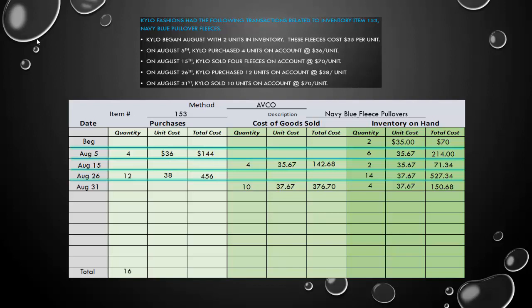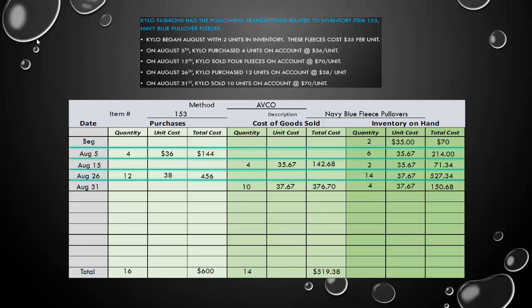To figure out our totals, again, sum up the quantity column. We purchased 16 pullovers during the period. The total cost of purchases during the period was $144 plus $456, or $600. Cost of goods sold, we sold 4 units on the 15th and 10 units on the 31st, which means we sold 14 units. Total cost of goods sold that we recorded on the 15th was $142.68. The total cost of goods sold we recorded on the 31st was $376.70.